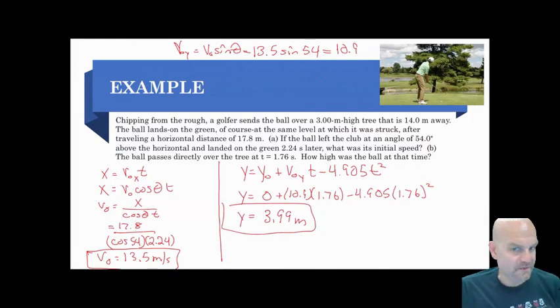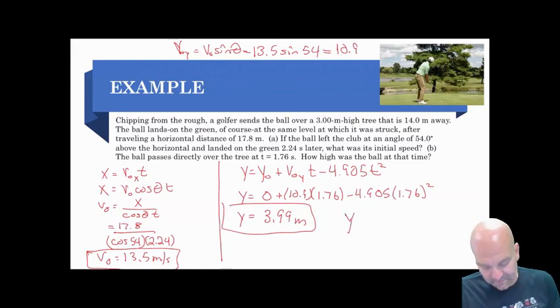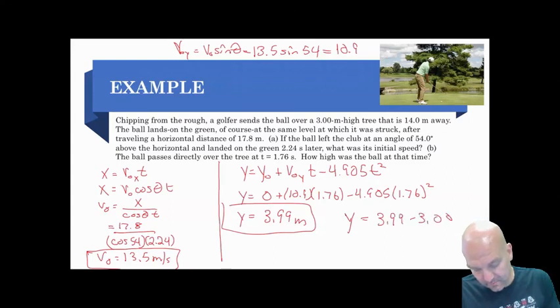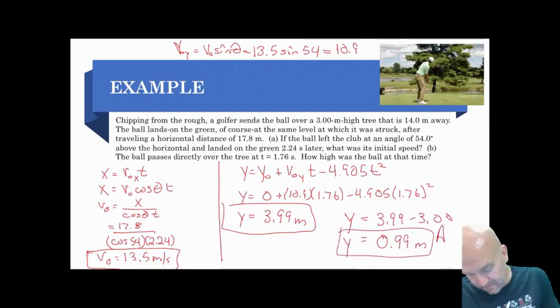Now, sometimes they may say with respect to the tree, or something you hit it over. If it says with respect to the tree, we would just subtract out the 3-meter tall tree and find that we're 0.99 meters above the tree. Okay. All right. And so that concludes Unit 1, talking about kinematics.